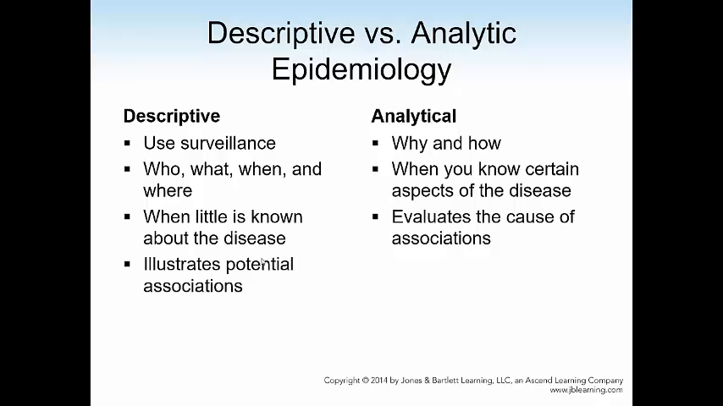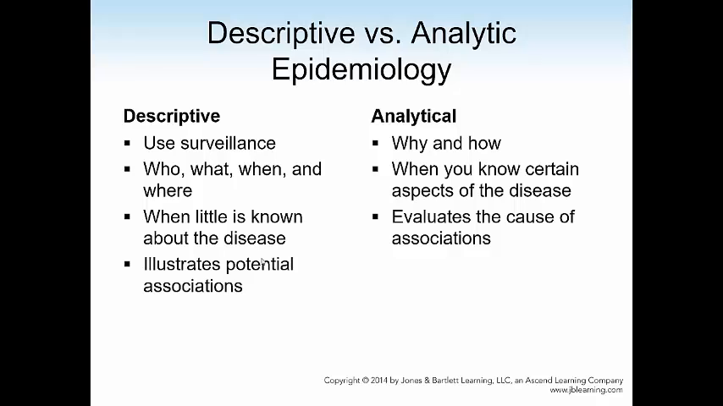Okay, so I want to just really quickly compare descriptive versus analytic. And within analytic epidemiology, there are even a few other specific types. But just to compare the two, descriptive, again, we use surveillance. We're looking around. We're looking at who, what, when, and where. We use it when little is known about the disease, and it usually illustrates potential associations. When we get into analytical epidemiological studies, pretty much we're looking at why and how.